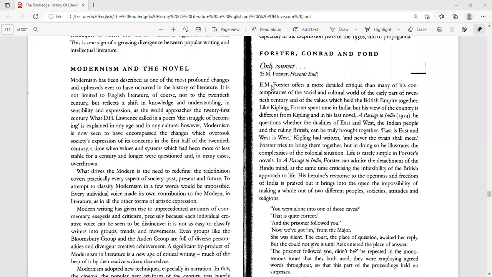So we can say E.M. Forster is more skeptic towards the modes employed to understand the world of the colonized. In A Passage to India, Forster can admire the detachment of the Hindu mind, at the same time criticizing the inflexibility of the British approach to life.